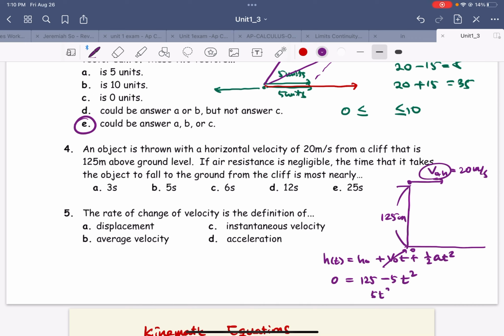So 5 t squared is 125. When you divide by 5 on both sides, t squared is 25. So t is 5 seconds. Five seconds later, it will hit the ground.